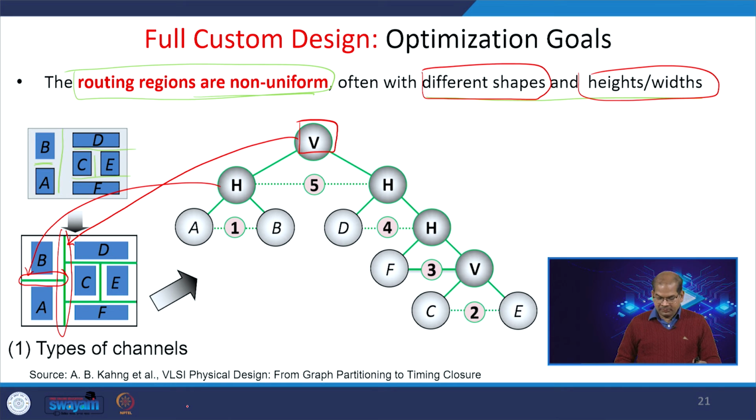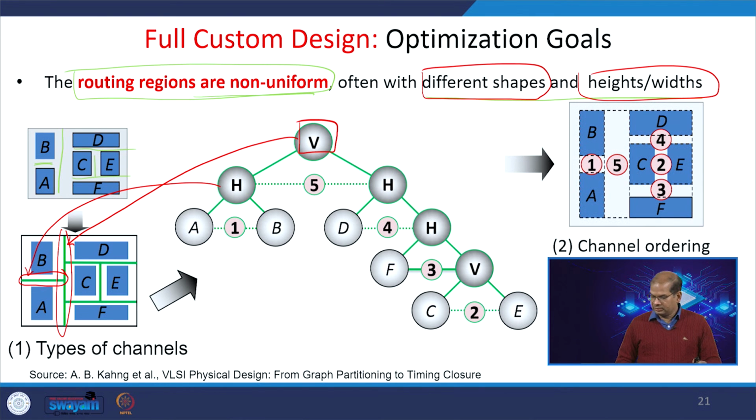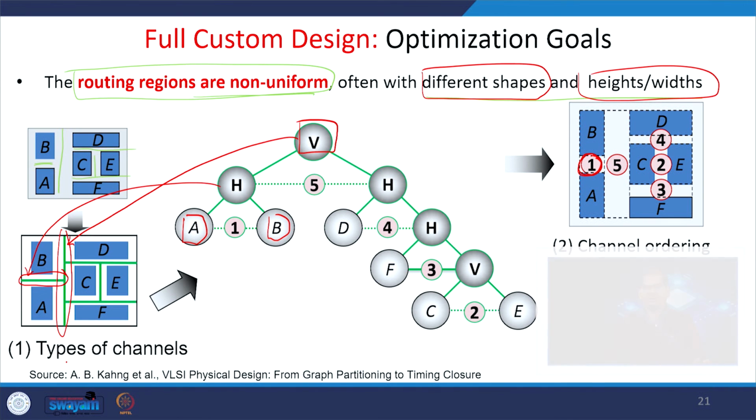So, if you can see, this one corresponds to the channel between block A and block B. Here you have block A and block B, and this channel is 1. Similarly, we can create the blocks, and this is the channel ordering. This is the type of the channels and this is the ordering of the channels, which is used to create the graph that represents the routing regions.